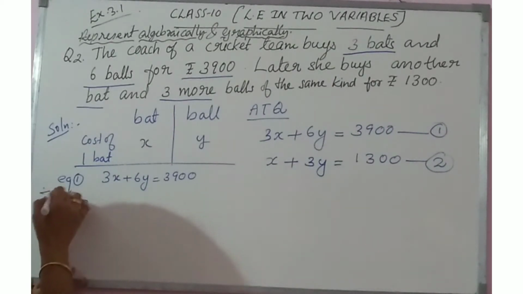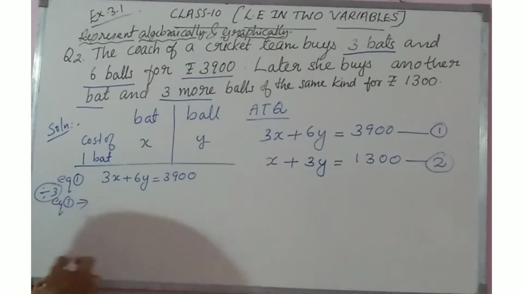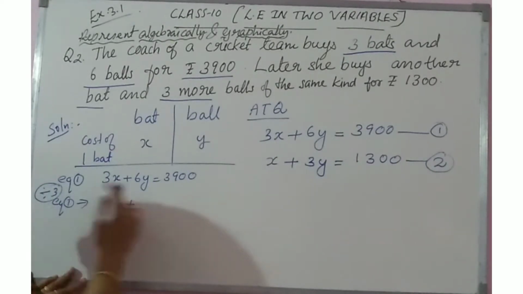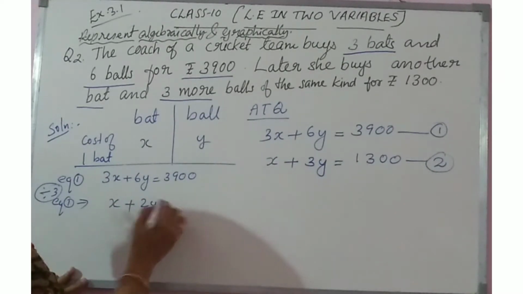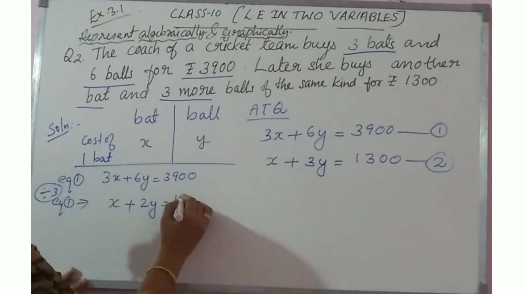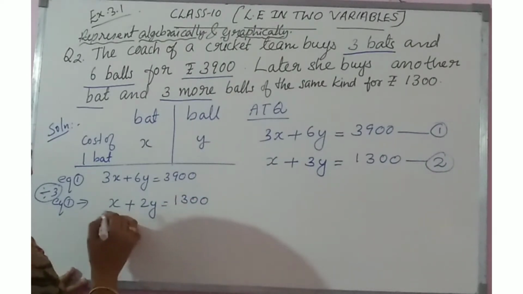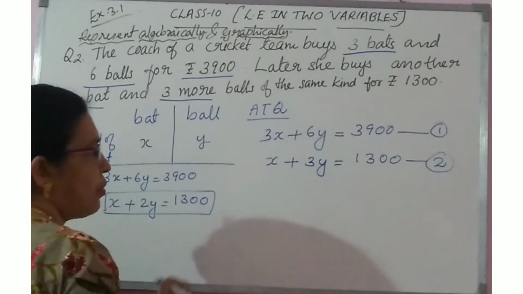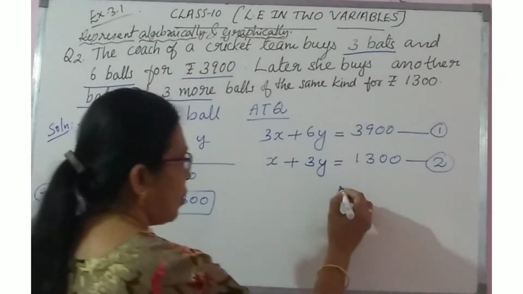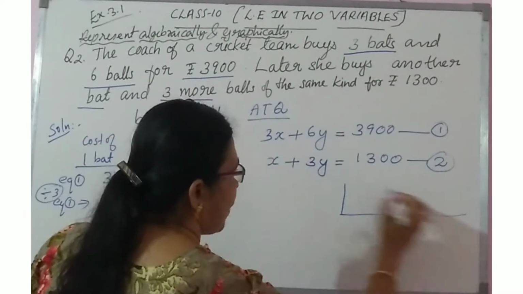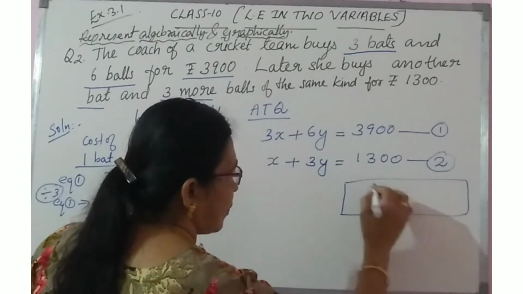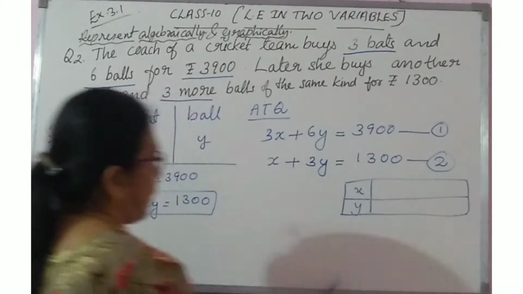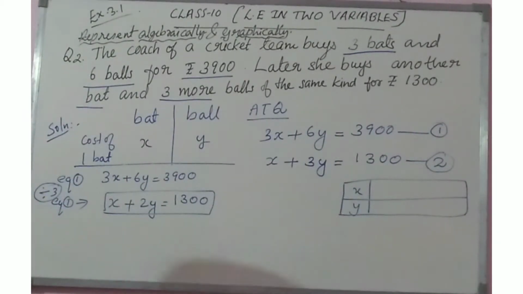dividing by 3, we can divide it by 3. Dividing by 3, we get 3x by 3 is x, plus 6y by 3 is 2y, is equal to 3,900 by 3, which is 1,300. So we are getting the equation in this form. Now you have to find out 3 different solutions for the equation. So here I am making a box of x and y. Here it is x, here it is y. Now we have to find out 3 different solutions.